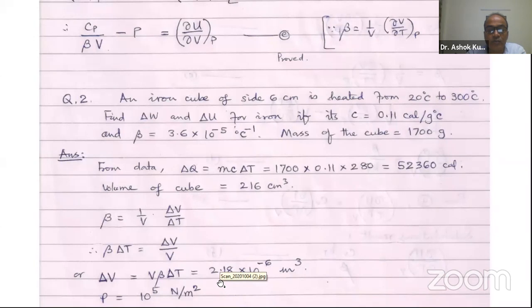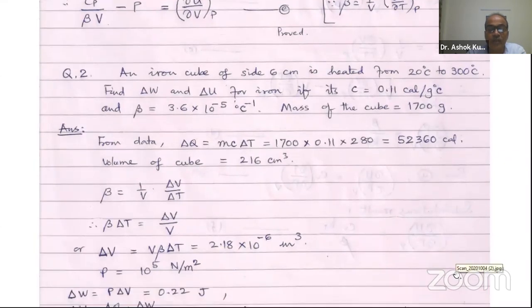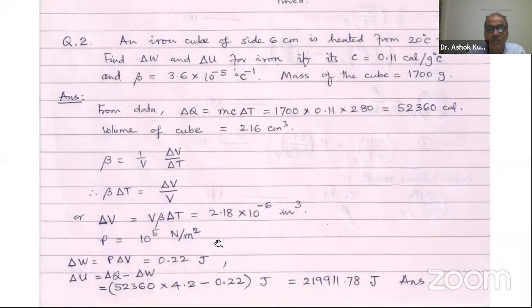So it is 2.18 into 10 to the power minus 6 meter cube. Okay, so this has been changed from centimeter to meter, that's why the minus 6 term has come. And P is 10 to the power 5 Newton per meter square.